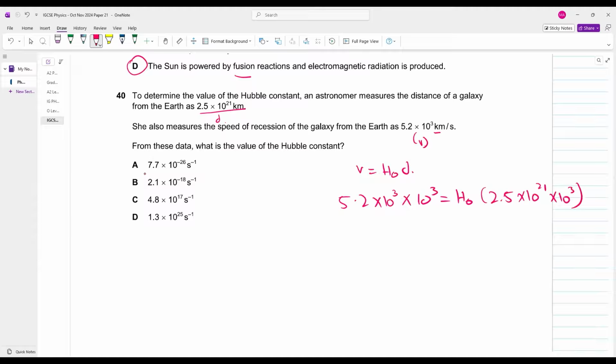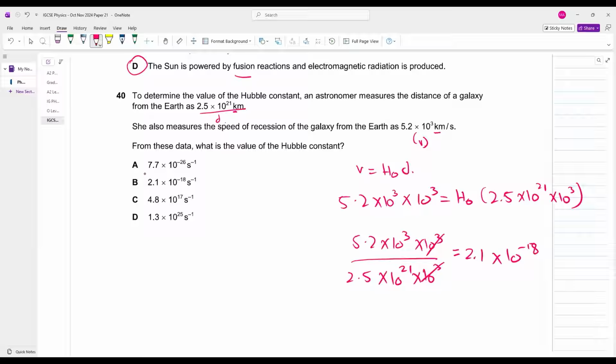Why 10 raised to the power of 3? Due to the kilo. Whenever we are removing the value of kilo, you multiply by 10 raised to the power of 3. Divide कर दो 2.5 into 10 raised to the power of 21 into 10 raised to the power of 3. Cancel, cancel. Your answer comes out to be 2.1 into 10 raised to the power of minus 18.